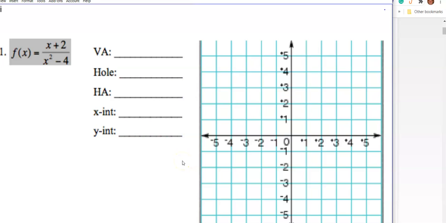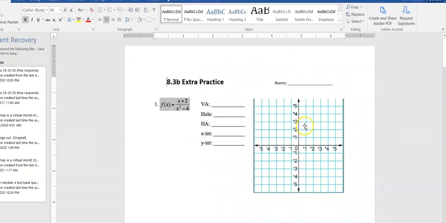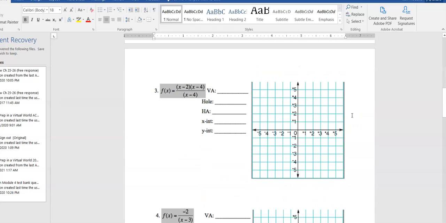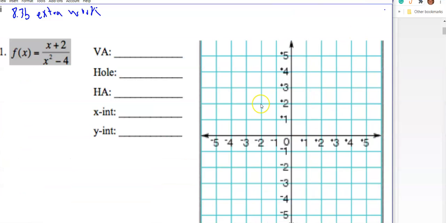By the way, if you look on PowerSchool, if you download 8.3b extra work, you can take notes on this. It's like that graph paper, where it's got the problems all ready for you to put your notes on. So if you want to get that, that'd be good. You don't have to. You can just use graph paper to do it.